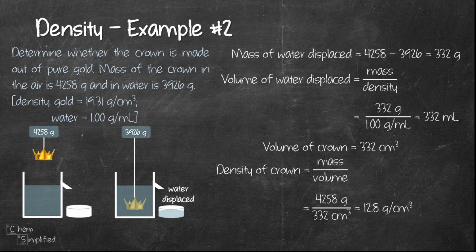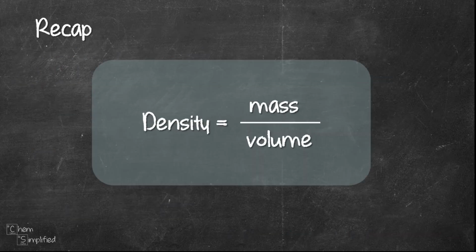Now compare the density of the crown that we just calculated with the density of gold. Gold is 19.31. What do you think? Is the crown made out of pure gold? Sadly, no. So looks like the crown is not made out of pure gold. So these are two examples to show you how density can be used in real-life application. Just to recap, density is mass divided by volume.